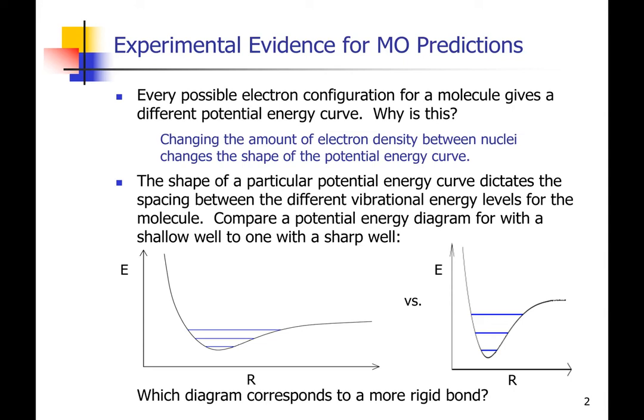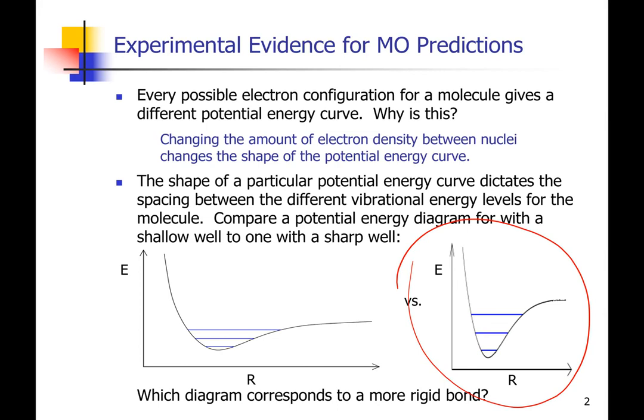One of them has a shallow well and one of them has a sharp well. So stop and think for a moment, pause the video if you have to. Which of those two diagrams should correspond to a more rigid bond, a bond in which the two nuclei are held more tightly together? Well, if you chose this one, then you are correct.